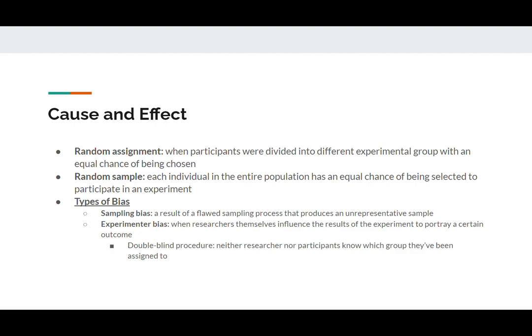And then we have the types of bias. There are two biases. The first one is sampling bias, which is a result of a flawed sampling process that produces an unrepresentative sample. And the second one is experimenter bias, when researchers themselves influence the results of the experiment to portray a certain outcome. In order to reduce the chance of experimenter bias, the double-blind procedure is often used by psychologists. How this works is that neither researchers nor participants know which groups they've been assigned to. So this reduces the bias to a great extent.